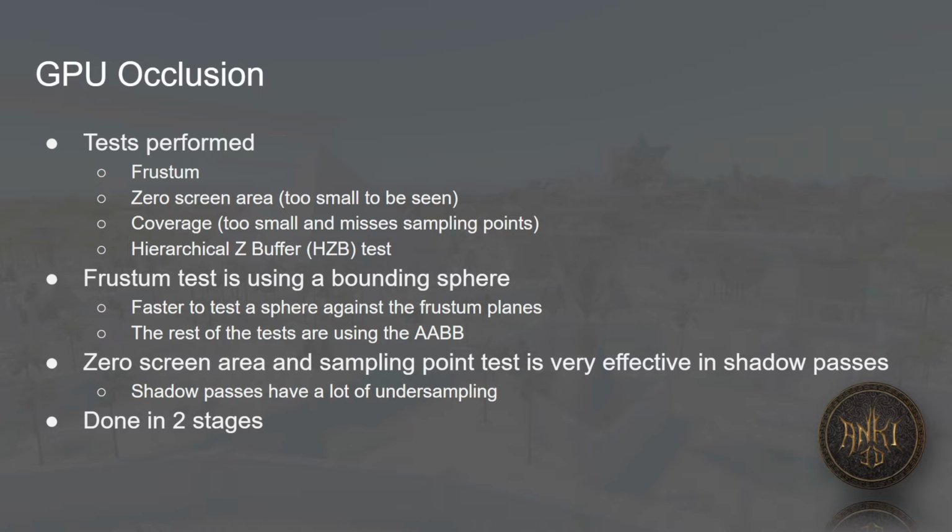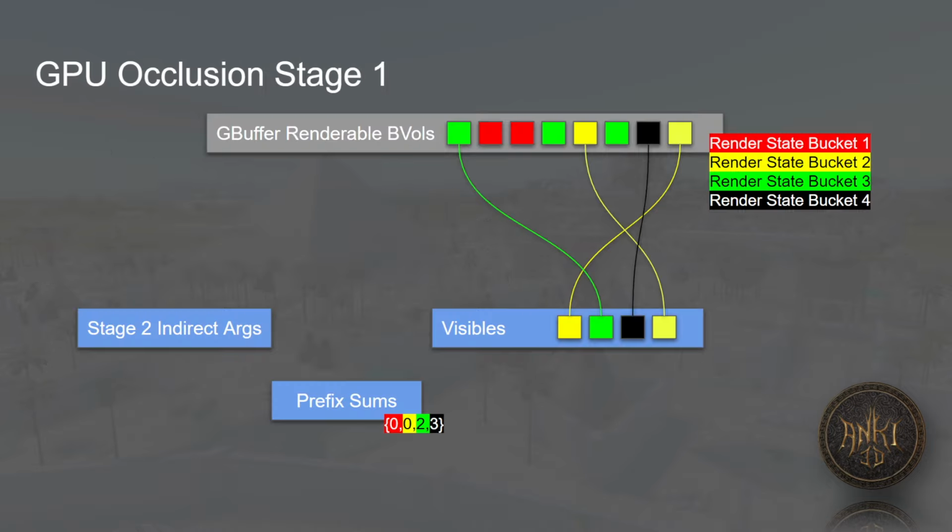The whole process is split into two passes, and let's see them. This is the first pass. At the top we have the renderable bounding volumes of, for example, the Z buffer pass. The different colors of the bounding volumes show the render state buckets the renderable belongs to. This is 4 buckets. Basically this is the input of our first stage.